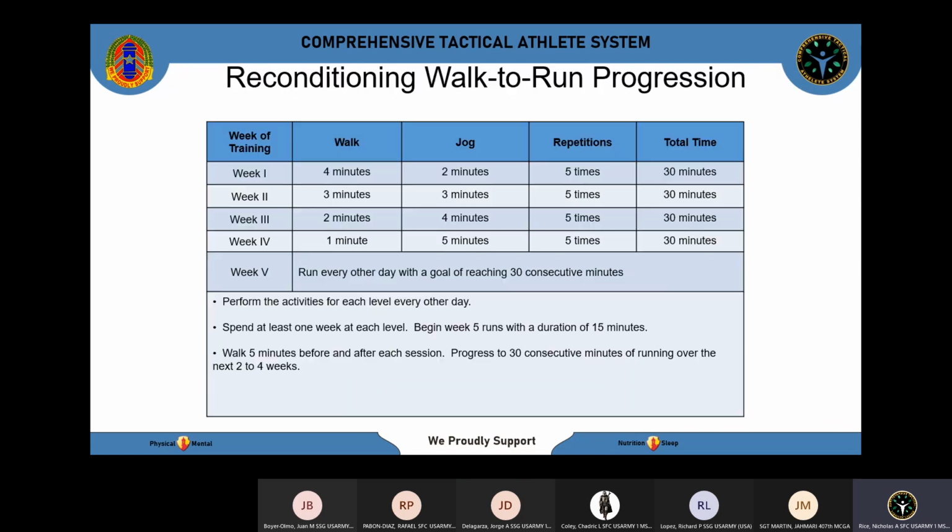The Army already has some processes established as far as protocols to do this, such as a walk to run progression program. Now this is generally a 5-week program, but this could take more or less time depending on the severity of that individual's injury, the severity of that person's perception of pain and injury, as well as how consistent that individual can be with introducing this movement pattern into their daily behaviors. Any questions?